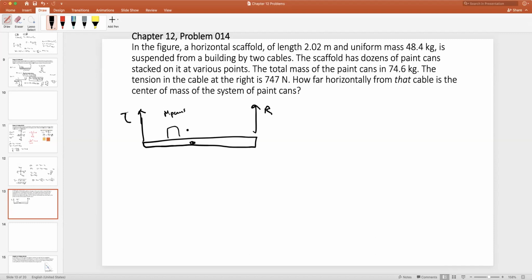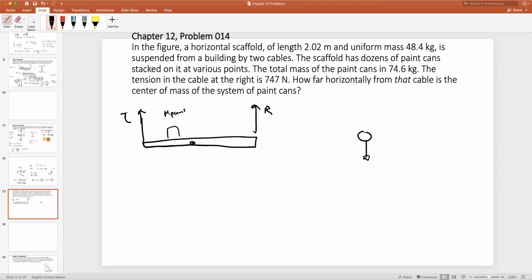Remember back whatever it was, chapter 9 maybe, maybe 8, that we did center of mass briefly. It's at the center of mass of the cans. And then what they want to know is how far away it is. So they want to know the radius, and you know that for any radius you're going to have to use torque. But let's look at the forces.